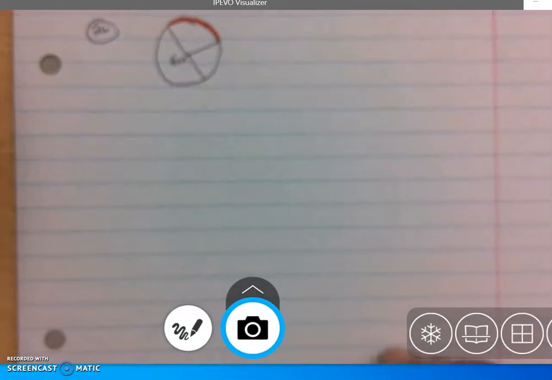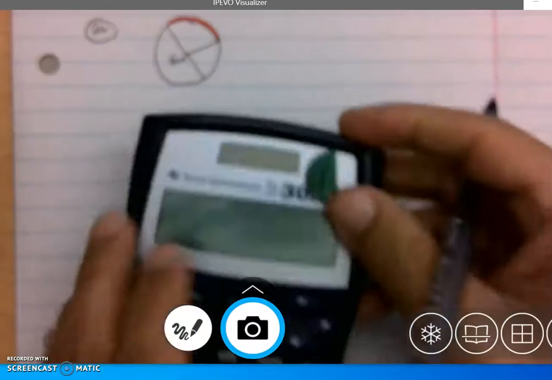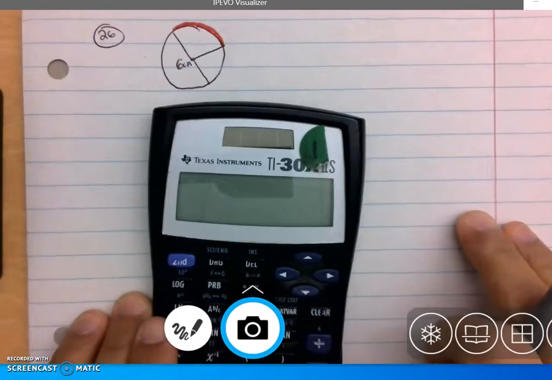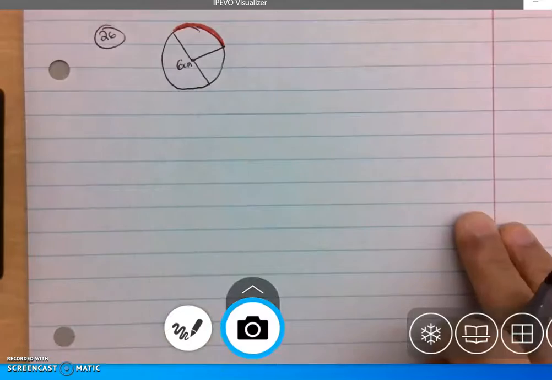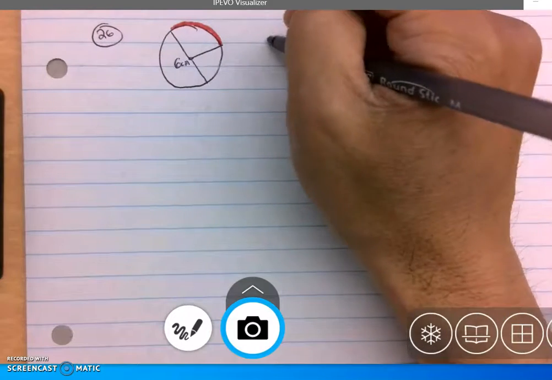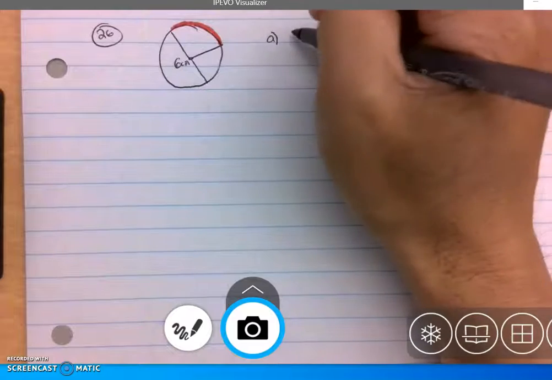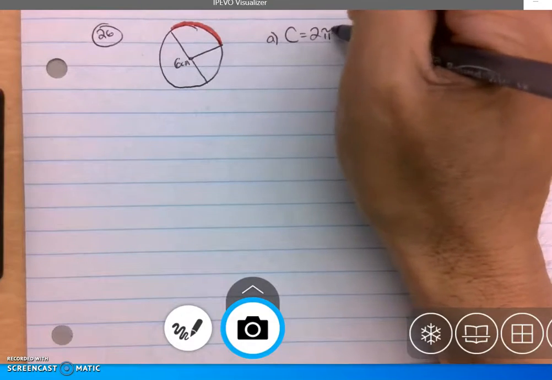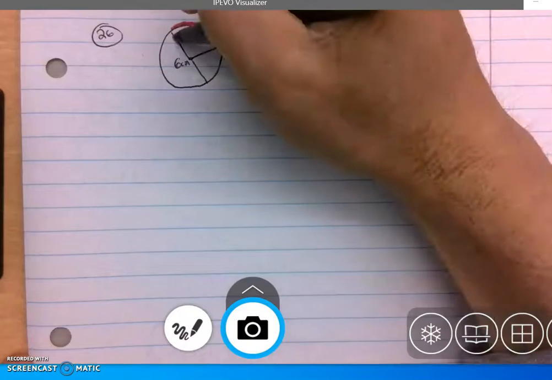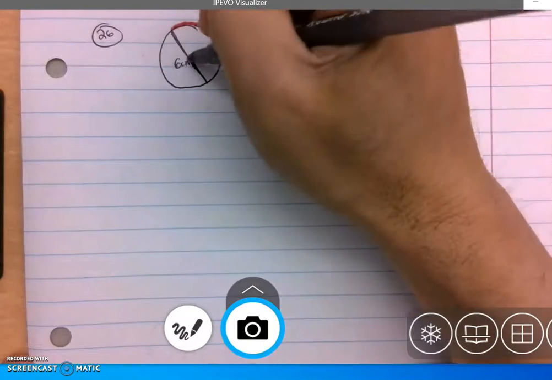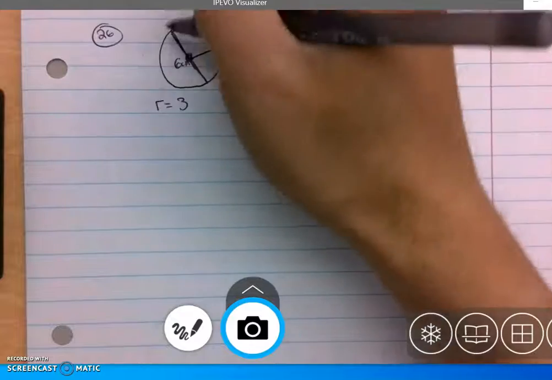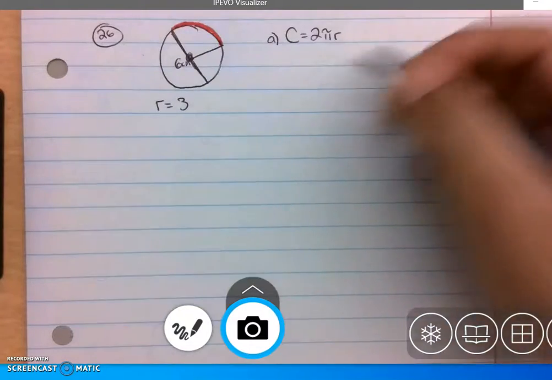Okay, I'm now looking at number 26. And they want us to figure out the length of the red line there, the arc. And they also want us to figure out the circumference. So part A is the complete circumference. Circumference is 2 pi r. And so you've got to know what the radius is. This diameter is 6. So half of the diameter, of course, is 3. So that's the radius. If the diameter is 6 all the way across, the radius is 3.